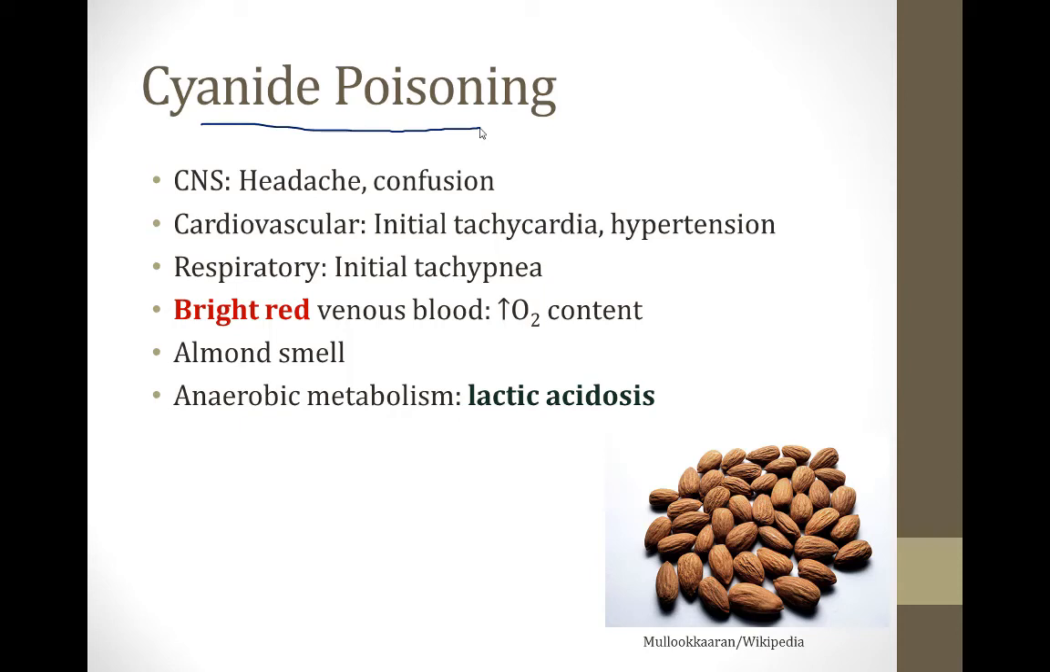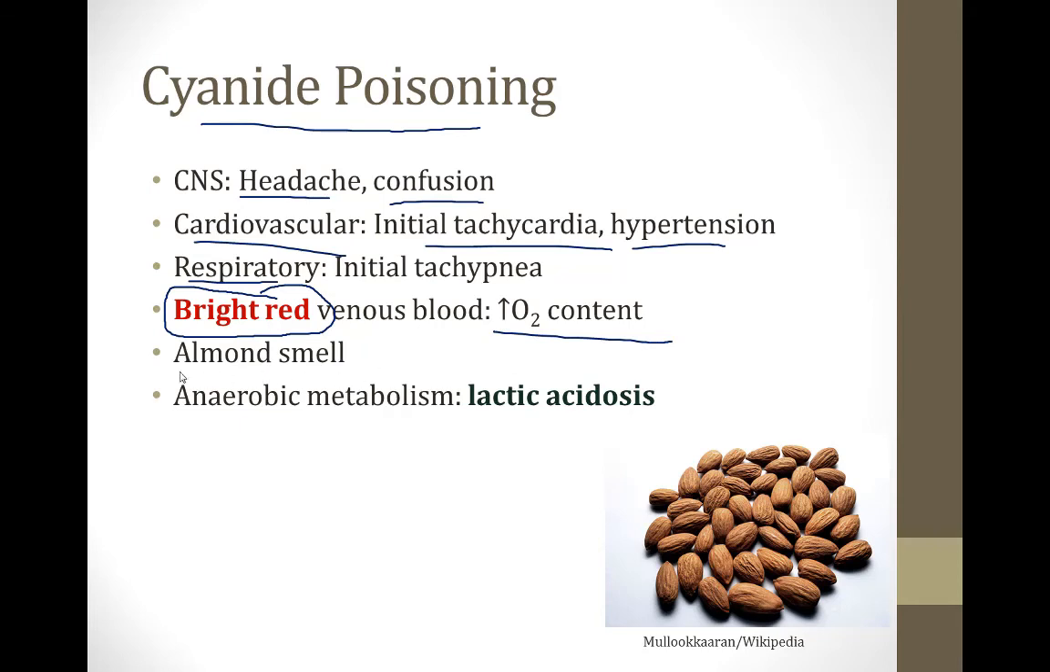electron transport. Patients who are exposed to cyanide get CNS symptoms that are relatively nonspecific, like a headache and confusion. In the cardiovascular system, they get tachycardic and hypertensive, although this can progress to shock. And initially, they will breathe very quickly, but then they can progress to respiratory shock. Classically, the venous blood is bright red. That's because oxygen is not getting extracted because electron transport is inhibited by the cyanide.